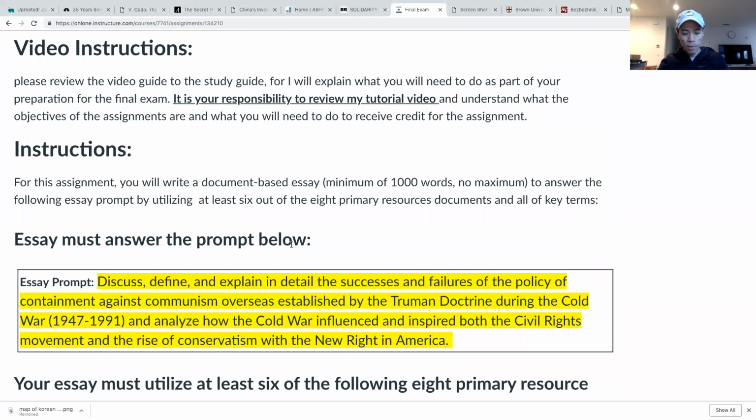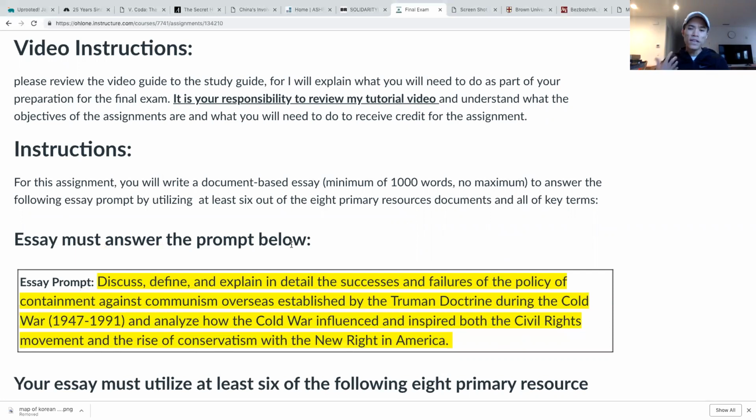So here you have the essay prompt, and the essay prompt is asking you to discuss, define, and explain in detail the successes and failures of the policy of containment against communism overseas established by the Truman Doctrine during the Cold War, 1947 to 1991, and analyze how the Cold War influenced and inspired both the civil rights movement and the rise of conservatism with the new right in America.